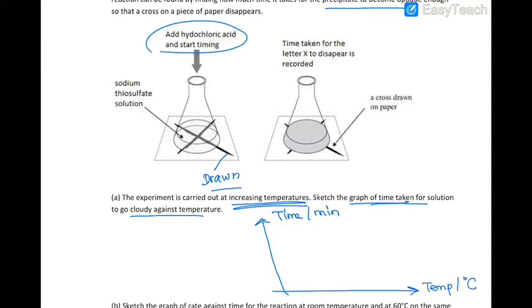As temperature increases, the reaction is going to become faster. So the rate increases when temperature increases, therefore the time taken for the reaction to occur is going to decrease, because the reaction becomes faster. So with increasing temperature, time taken is going to decrease. It's not going to reach 0. Here is the 0 mark. It's not going to reach 0 because the reaction is always going to take some time to occur. So it's going to decrease like this.